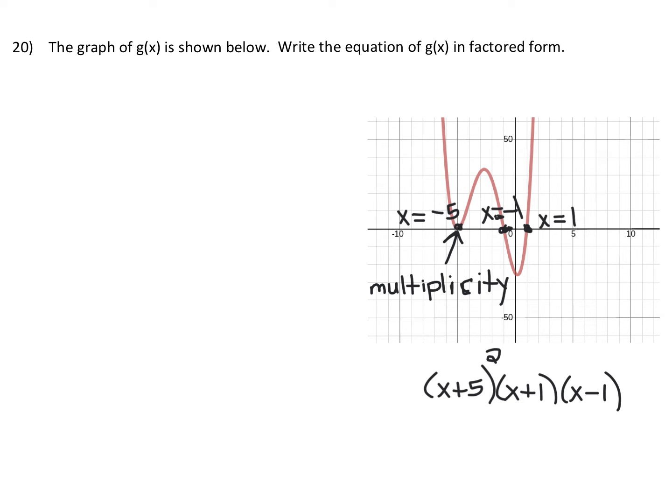Okay, so let's write out our function. This time, be very careful. Don't write f of x. They say g of x. If it says g of x, you have to use what they give you. So we're going to write g of x equals, and this time we're going to jump right in and put that c there for the leading coefficient. And then let's copy down our factors that we just found.